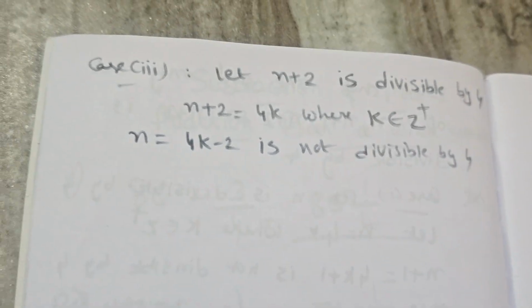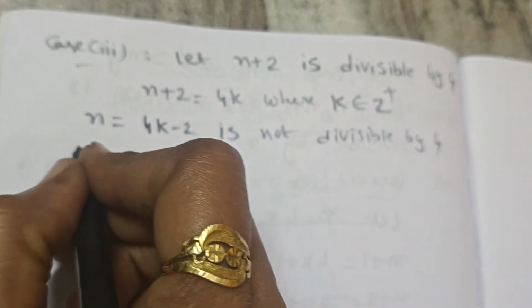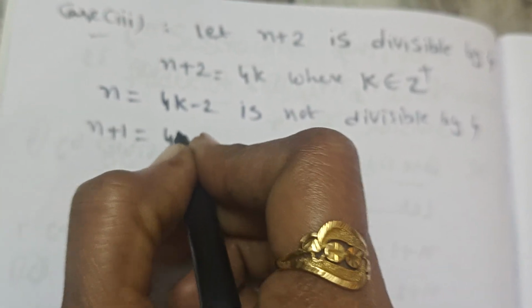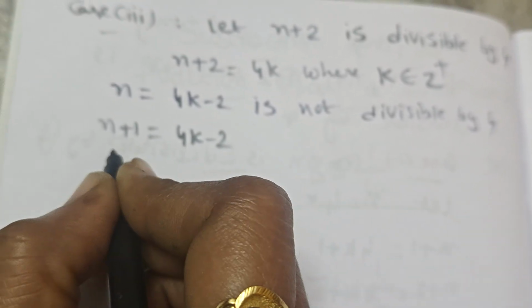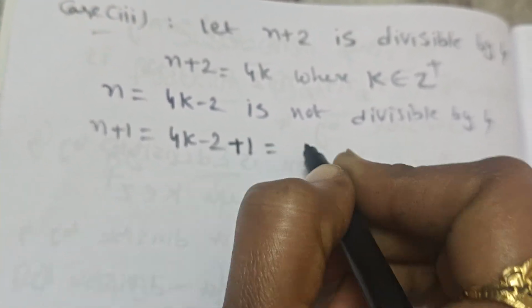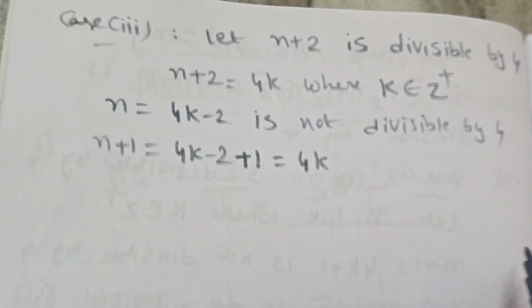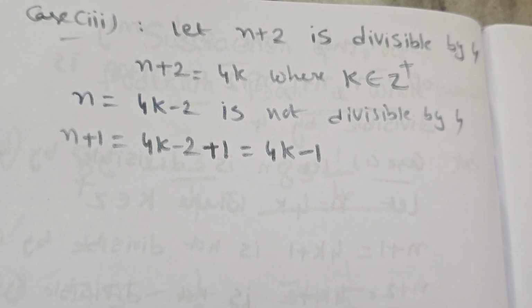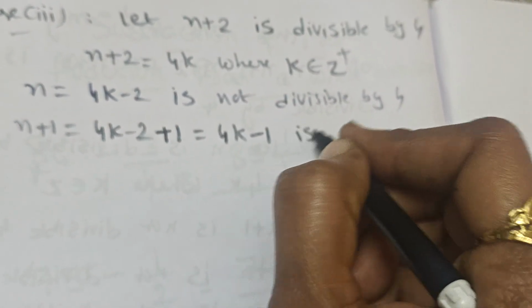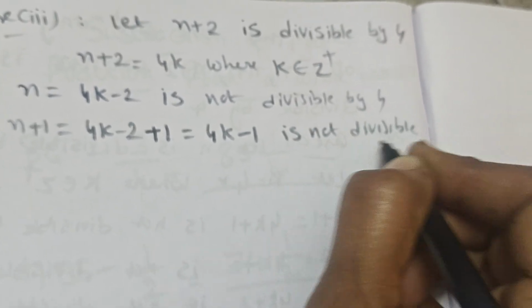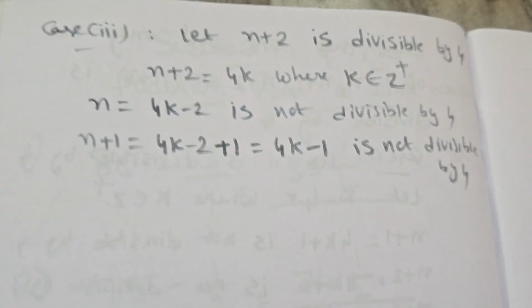Not divisible by 4. Now, n plus 1, you take. What is the n value? Already you know the value of n, 4k minus 2. In the place of n I write 4k minus 2 plus 1. How much? Minus 1. You substitute in the place of k any integer. It is not divisible by 4.